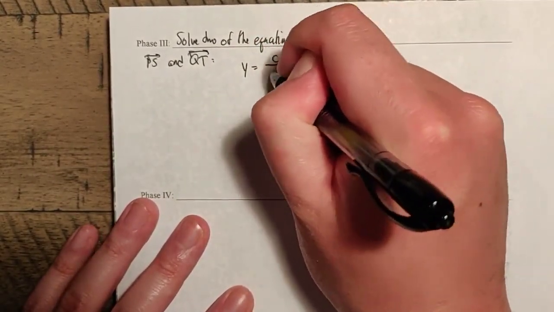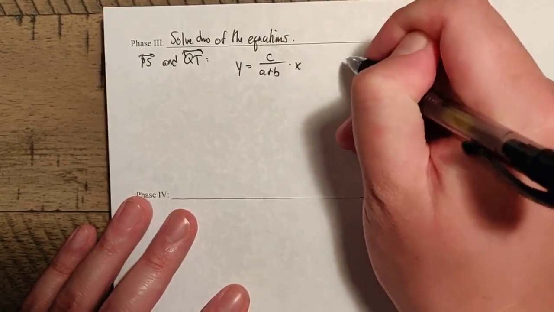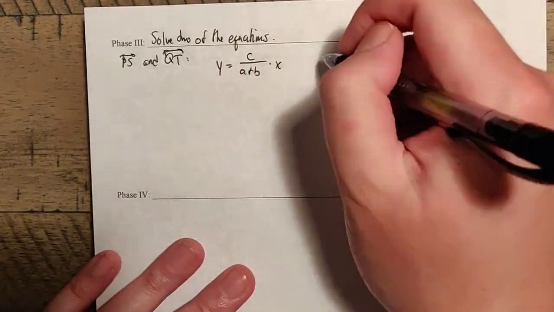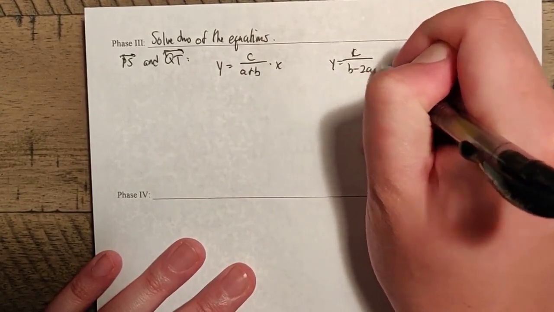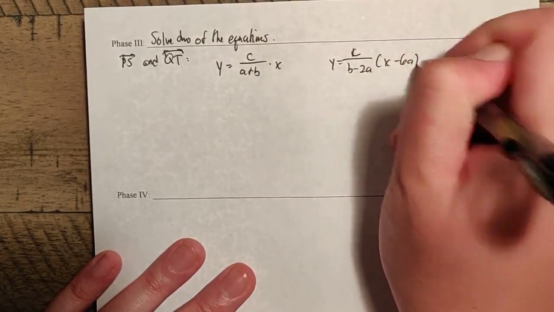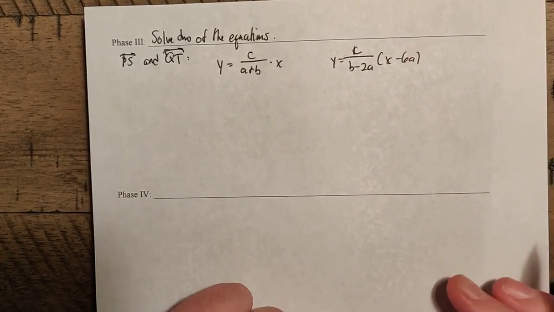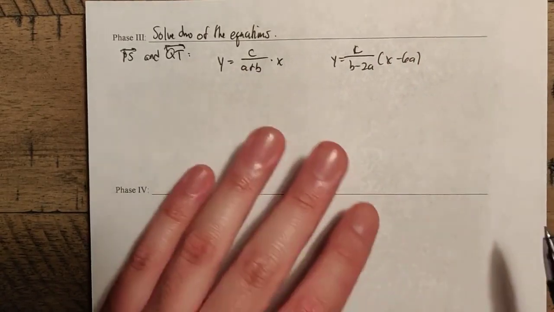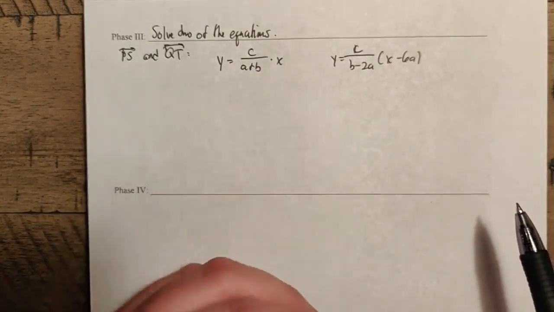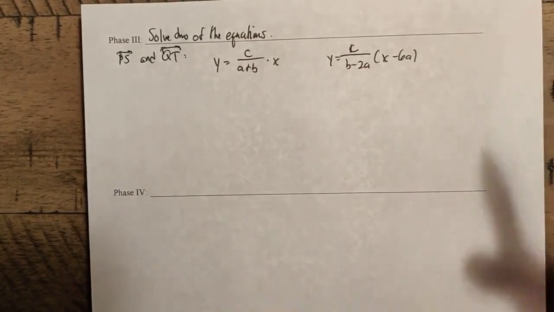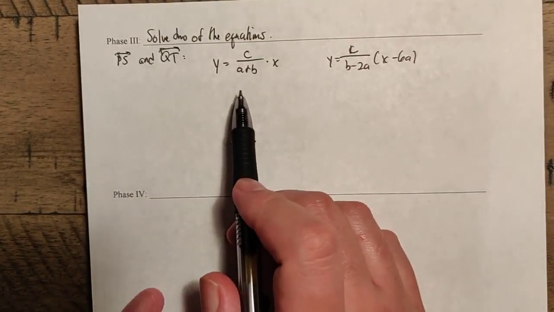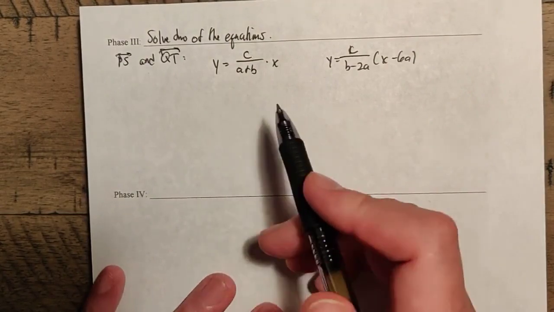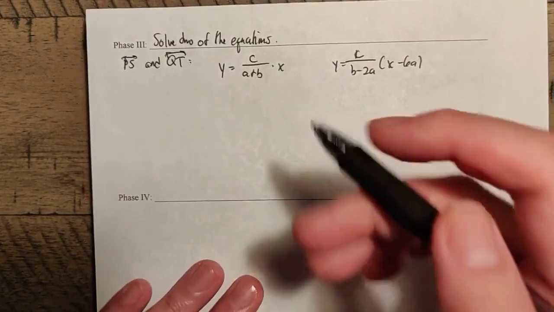So our equations look like this. y equals c over a plus b times x. And we also have the other equation, y equals c over b minus 2a times x minus 6a. Now, we can set them equal to each other and solve for x. But first things first, this looks not so great because we've got some denominators. So I think we're going to simplify things a little bit to make things easier for ourselves. I'm going to multiply each equation to remove the denominators.